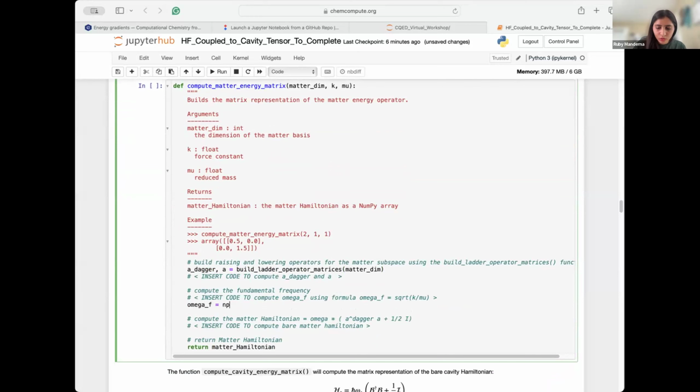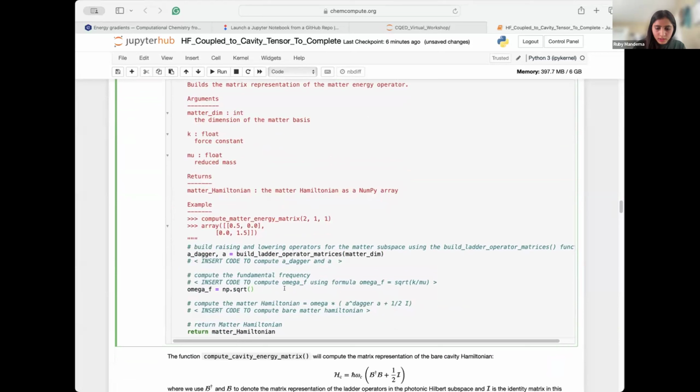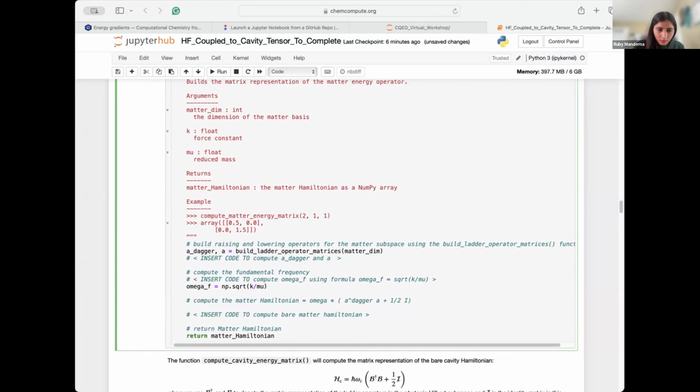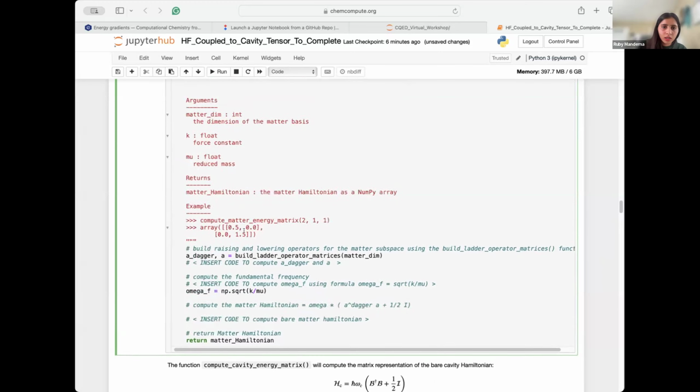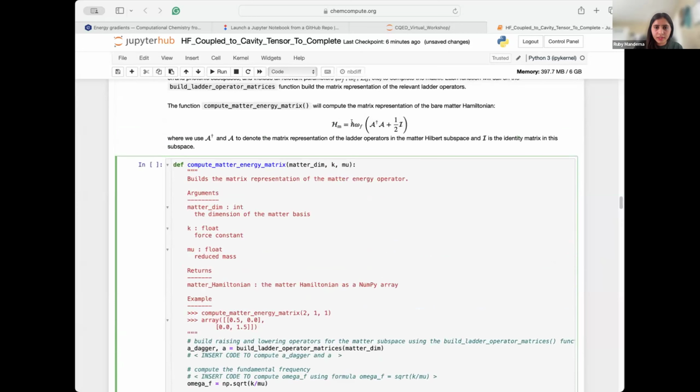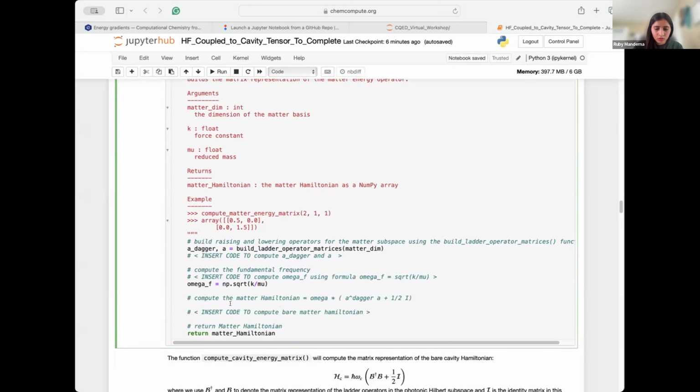We'll call a numpy function square root, so it's k divided by mu. Now we will just put these values into this equation to compute the matter Hamiltonian term. So we will save our matter Hamiltonian in matter underscore Hamiltonian.